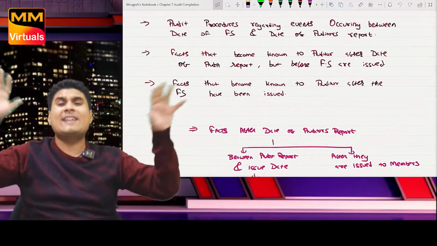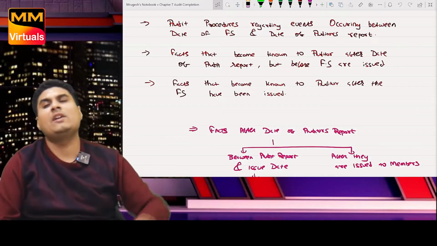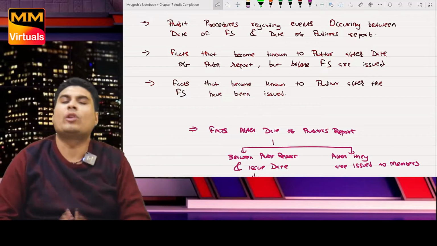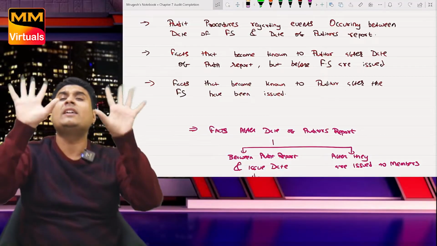Now, in this chapter, we are studying the Standard on Auditing. If your AS is clear, you can also start from here. This standard basically deals with two things.